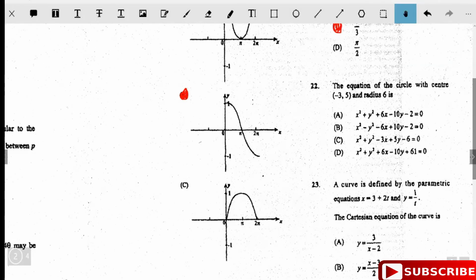All right, question 22. What's question 22? This is a repeat as well. Alpha. Yes, it is alpha. There's also an easy way to do this question. The easy way to do it is the general equation is going to be x squared plus y squared plus 2ax plus 2by plus a constant equals 0.